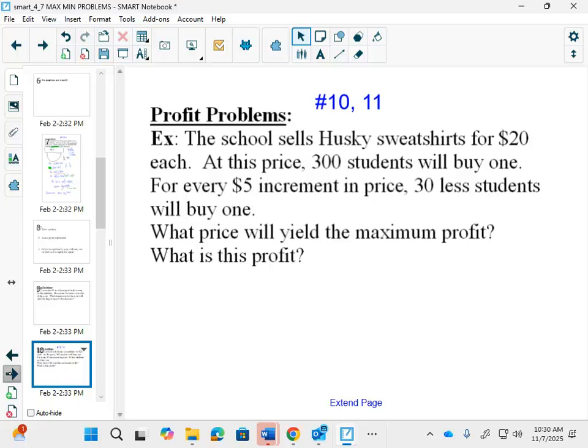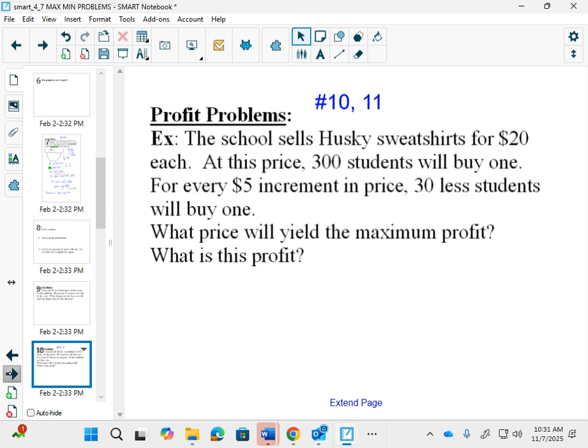So, the school sells sweatshirts for $20. That's actually a pretty good price. At that price, they find out 300 students will buy it. Okay? If they increase the price, some people will say now it's too expensive. So if they increase it by $5, 30 less students say I'm going to buy it. But you being the shrewd business person, the principal who wants to make the most money off the students possible, what price should you set so the school makes the most money?